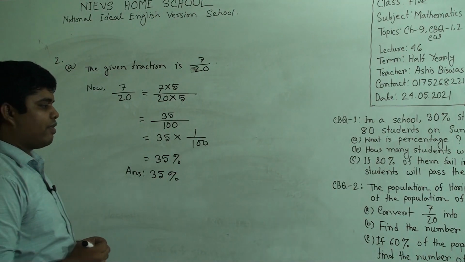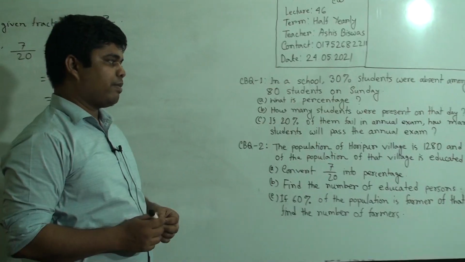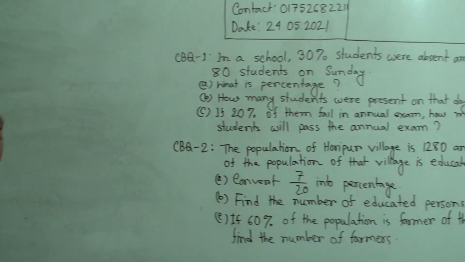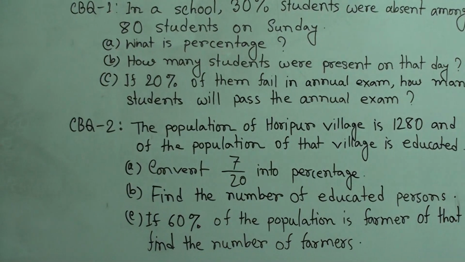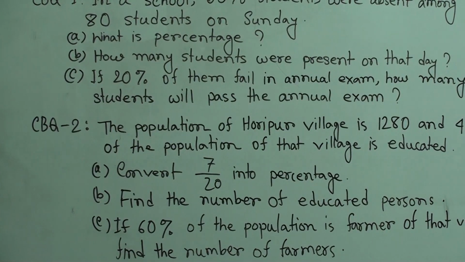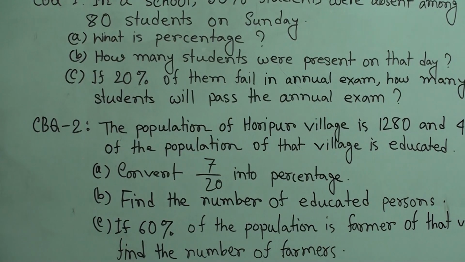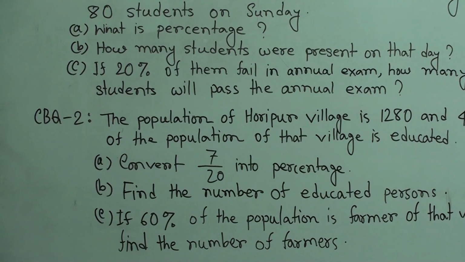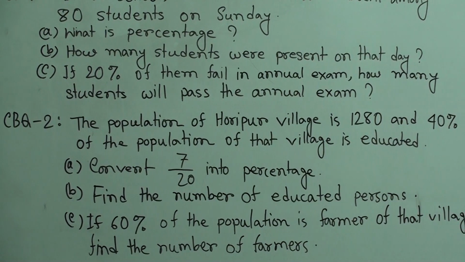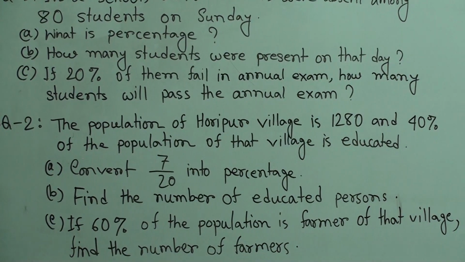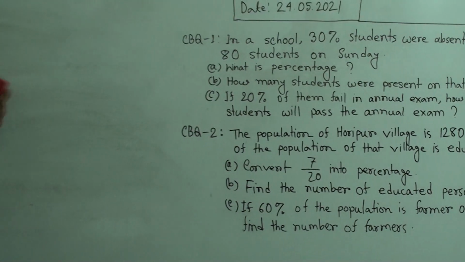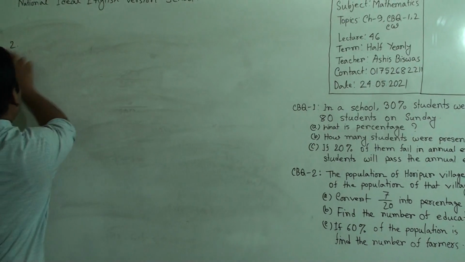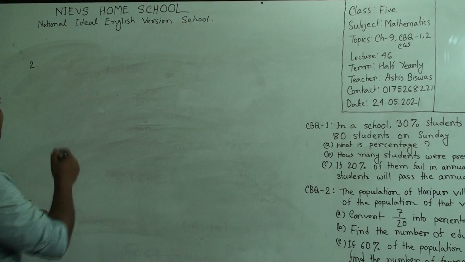Next we shall find out the number of educated persons. Here notice 40% of the population of that village is educated. That means out of 100 population, the educated people are 40. So out of what? Out of 1280, we need to find out, and we get the answer. B number.